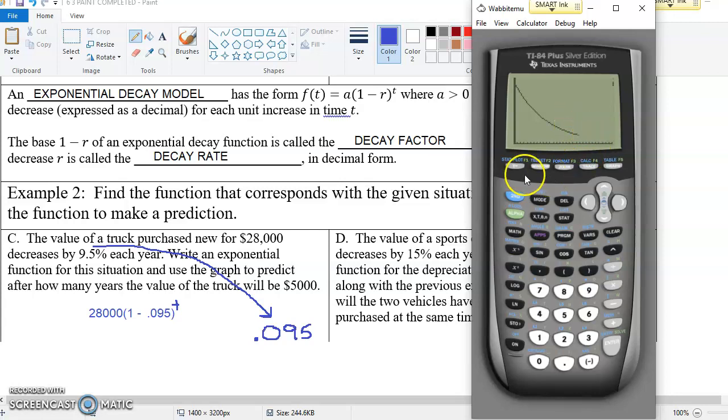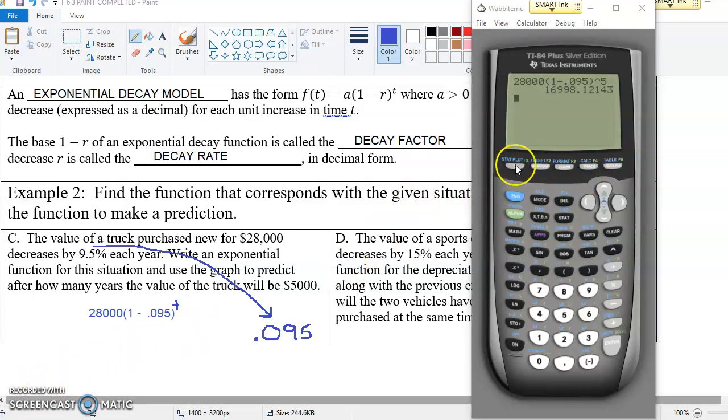Now, if you ever got a question that just said how much would it be worth after 5 years or something like that, it would be really easy, because you could just take the info, and you could just take the 1 minus 0.095, and you could just put a 5 in for the years. So there you go. After 5 years, it's already down to like 17 grand. So that is something that can be done sometimes, but we're just practicing our graphing and our modeling here.